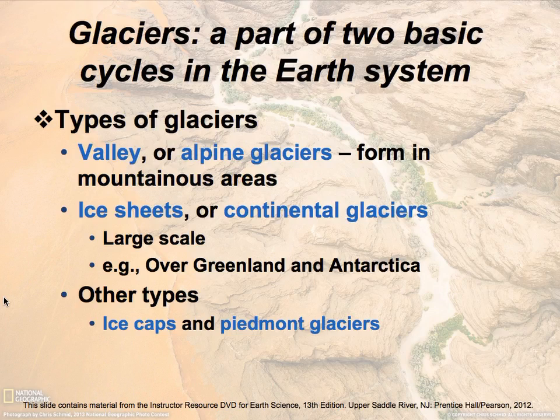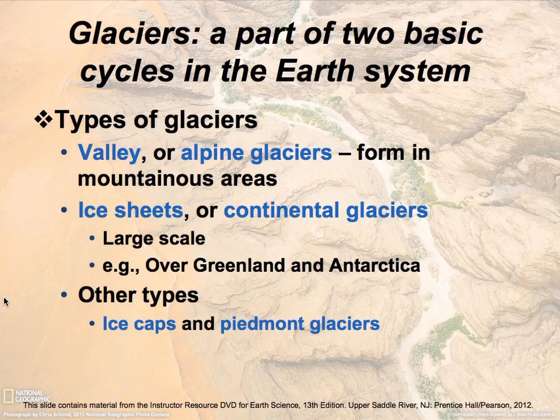So valley or alpine glaciers are typically smaller, high altitude, and typically form in the mid latitudes or the northern latitudes, but there are some tropical and subtropical alpine glaciers. That is, in the high altitudes of tropical regions, especially in South America, you can get glaciers.